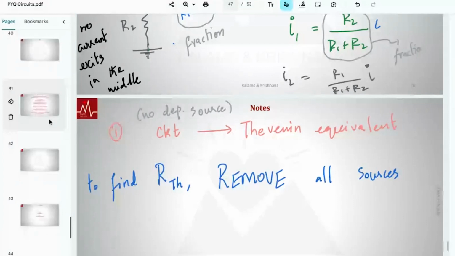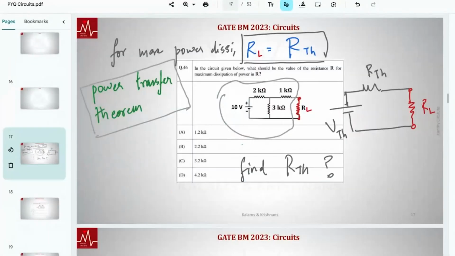Okay. I didn't get a response for the power transfer theorem. So I said the question essentially says find R Thevenin. That comes from power transfer theorem. Are you all with me on that? Because the theorem says for maximum dissipation, load resistance equals circuit's Thevenin resistance. So now the question is essentially find R Thevenin. That is what power transfer theorem says. Kirtana answered that. Now the question is, sir, how do you find R Thevenin?